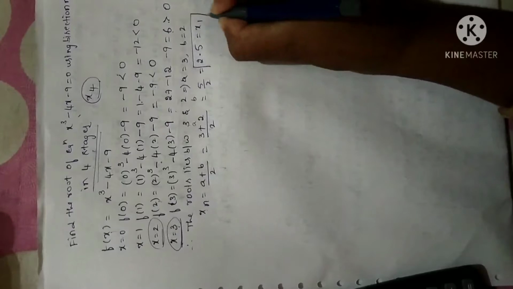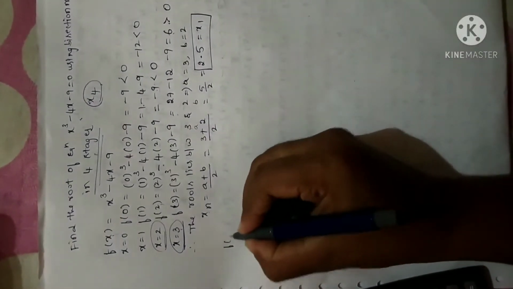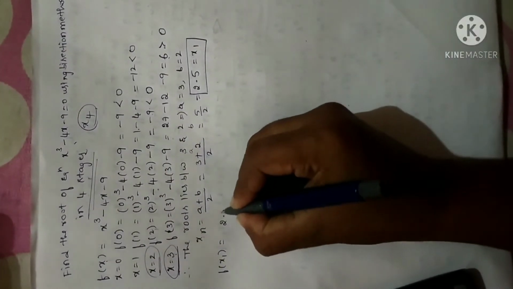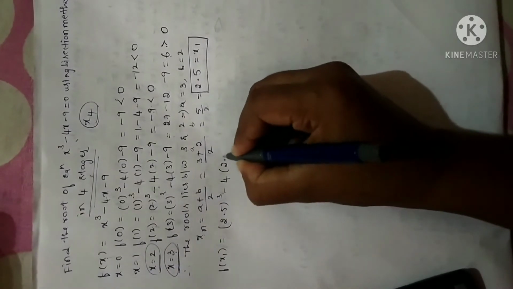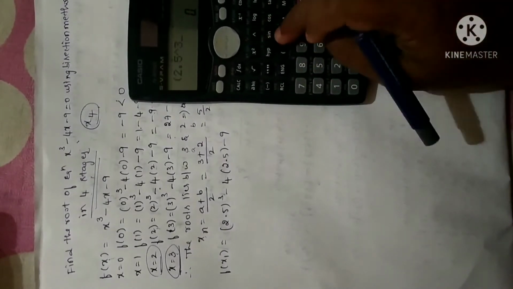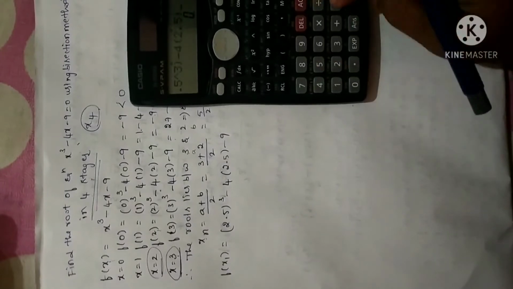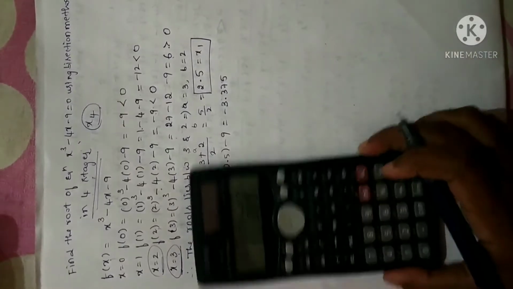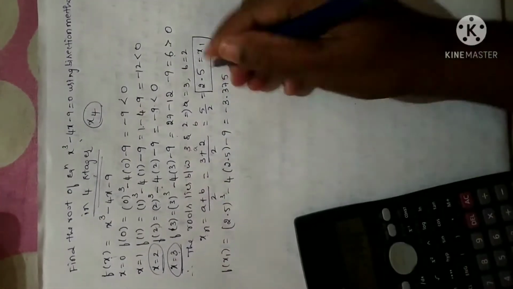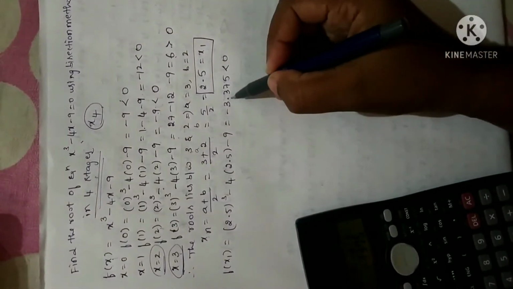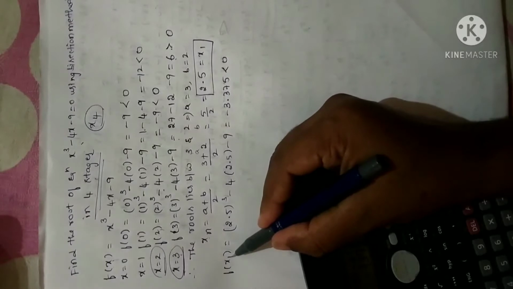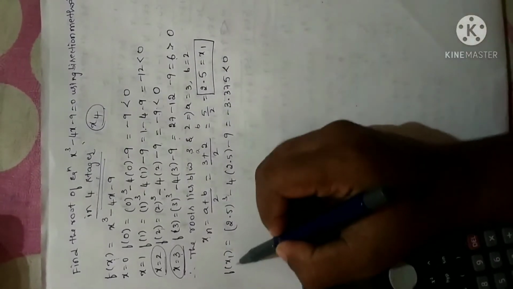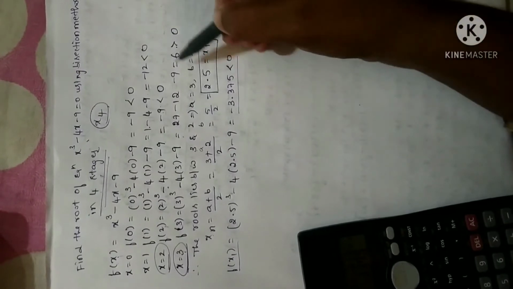So let me take that value as x1. Now we are interested in finding f of x1 value. Replace x with x1. So what you are going to get is 2.5 whole cube minus 4 into 2.5 minus 9. So 2.5 whole cube minus 4 into 2.5 minus 9 is minus 3.375. Fine, minus 3.375. It is less than 0. Fine. So we have to search for the preceding value of f of x where we have a positive value. Why? Because we have obtained f of x1 value as negative. We have to look for the positive value.